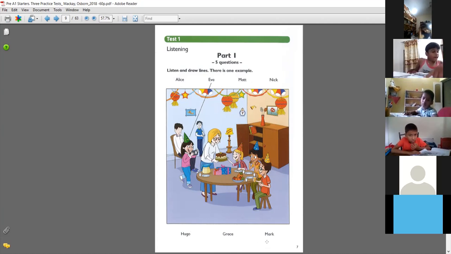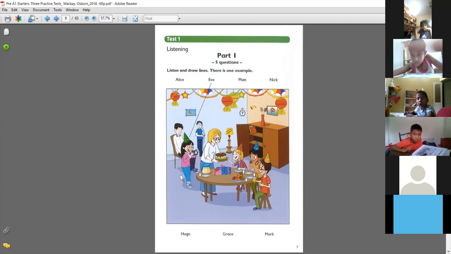So these are the people. Here are the people you can see here. There is a girl, Eva. She is wearing a green hat and she is taking photos. That is the example. All right. So here you want to listen to the audio.